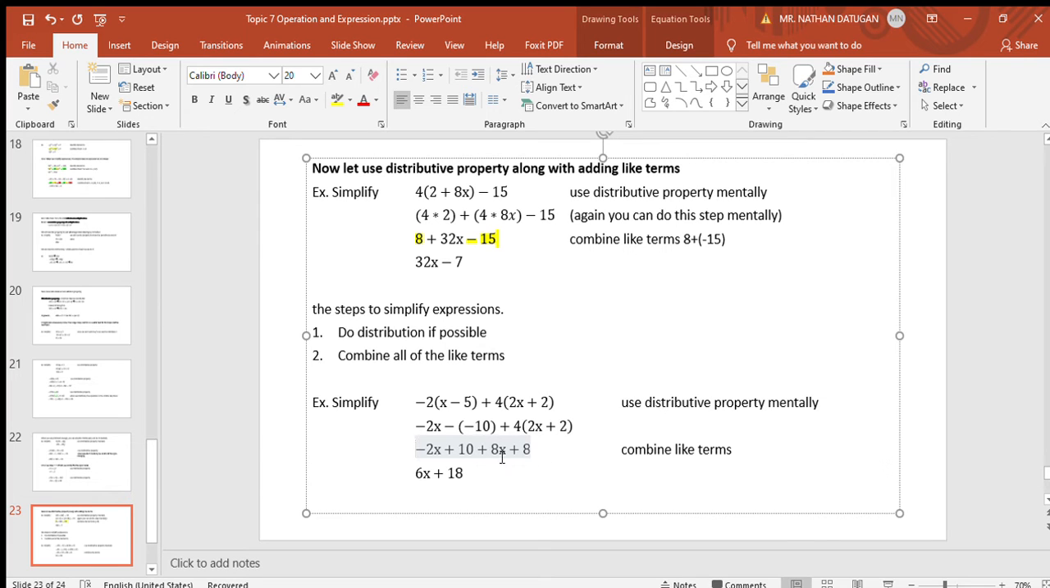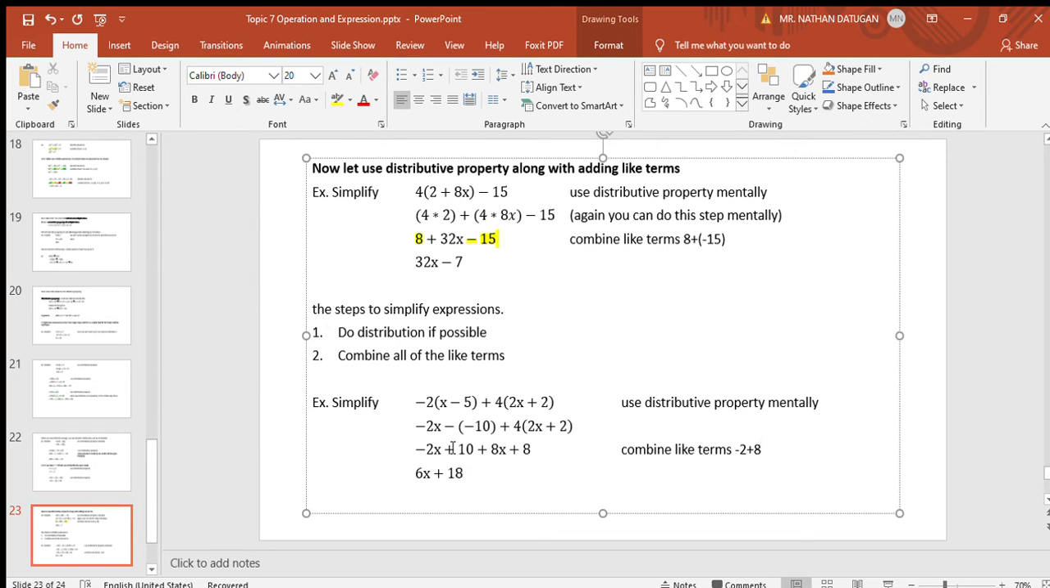Now combine like terms. So we do term by term. What's the like term with negative 2x? It's 8x. So again, we're going to add negative 2 plus 8. Negative 2 plus 8 is 6. And then we copy the variable part, x. So our new term is 6x.